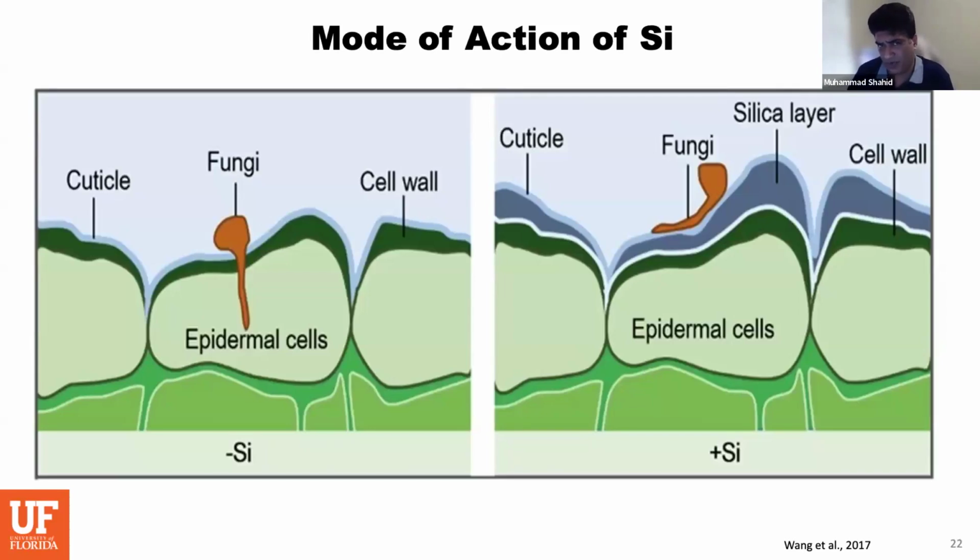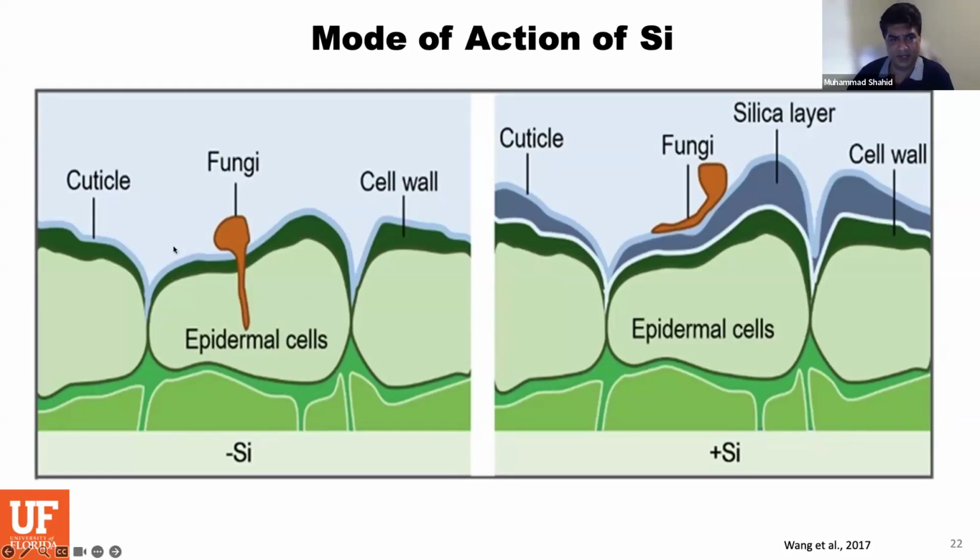There are two types of mode of action. The first thing is, when it gets absorbed, it also triggers different metabolites and secondary metabolites within the plants, like jasmonic acid and phenylalanine. These are the enzymes associated with plant defense mechanisms against different pathogens. But it also provides a physical barrier to the entry of pathogens.